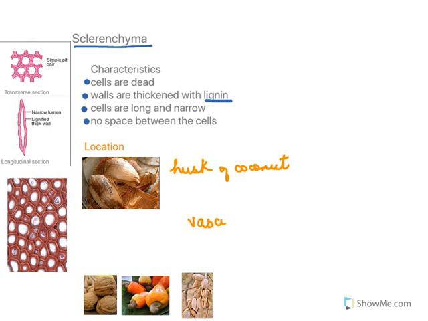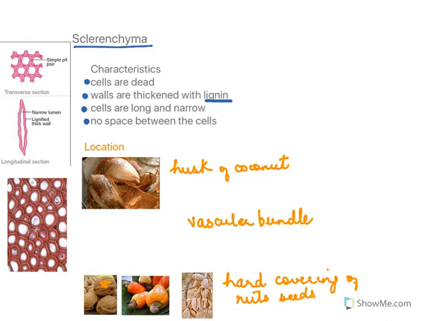It is also found in the vascular bundle. This vascular bundle, we will learn it more in detail in the next slides. It's a tissue that is responsible for transporting water and food to the different parts of the plant, and we find sclerenchyma also present in the vascular bundle. The sclerenchyma also is present in the hard covering of nuts and seeds. In this picture you can see the walnut.